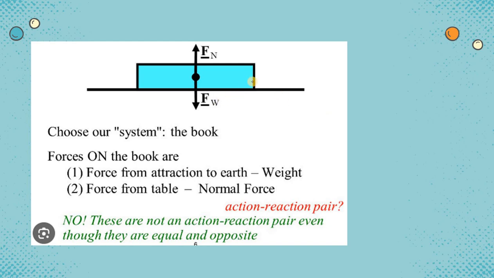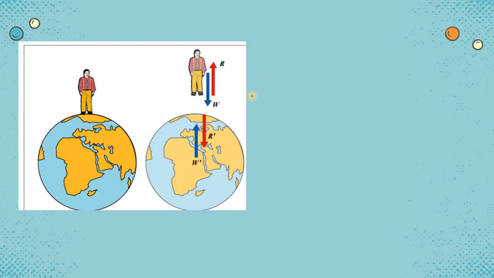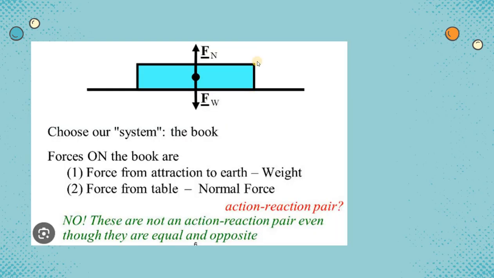So what do you think about this? A book or a box lying on the table. Here the weight is acting downward and the normal reaction is acting perpendicular, upward. Do you think it's an action reaction pair? If you think yes, the answer is no. They are not an action reaction pair. Even though you think they are equal, they are not an action and reaction pair. It is very important to understand this.